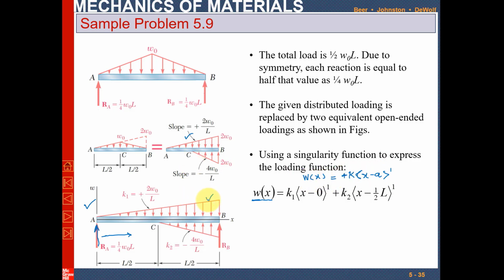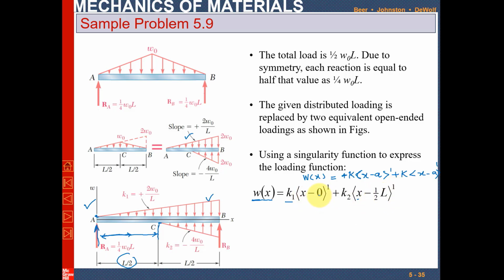Now there are two loadings, so that will be w into x, k into x minus a to the power 1 plus k into again x minus a to the power 1. So for this first loading, a will be equal to 0. So that will be equal to k1 into x minus 0 to the power 1 plus k2 into x minus. For this loading, a will be L by 2. So that will be x minus 1 over 2 L to the power 1.